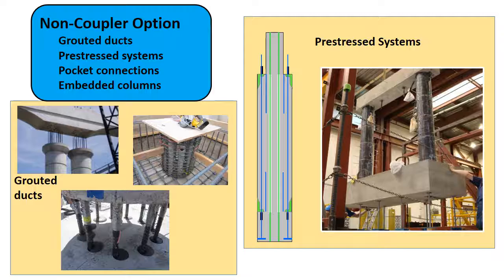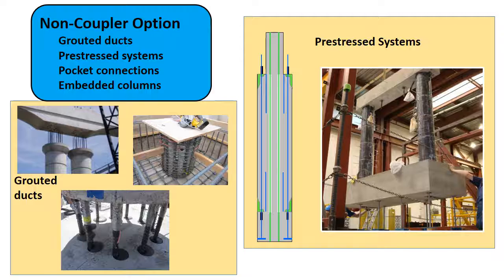Let's talk about the second category that I mentioned, and that is non-coupler options. There are different choices here. We could use grouted ducts, we could use prestressed systems, pocket connections. There are also embedded columns. The advantage of this group of connections is that they do not violate the ban that exists in current AASHTO and Caltrans codes.